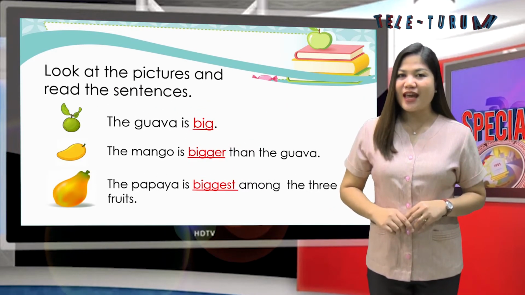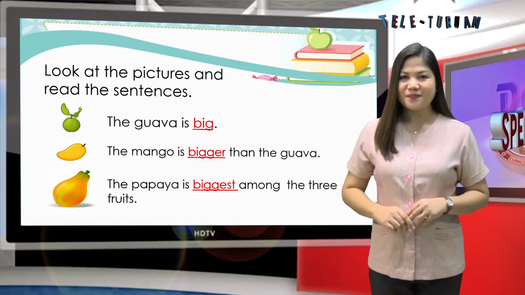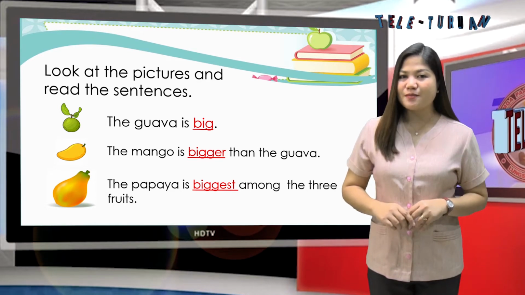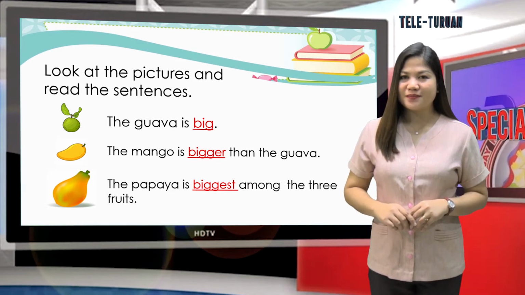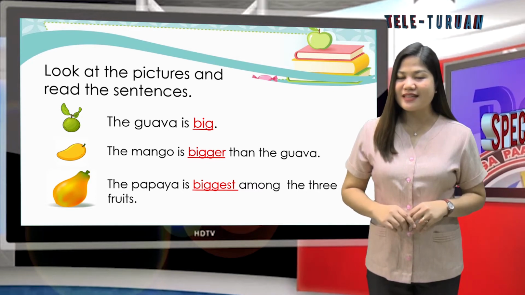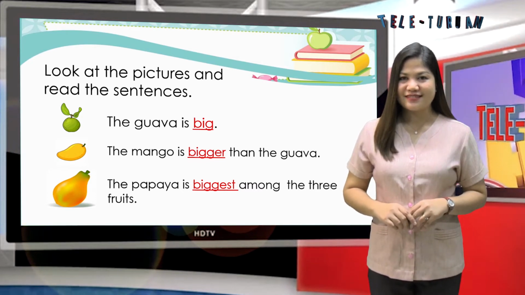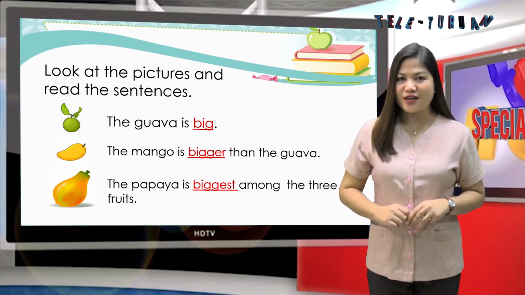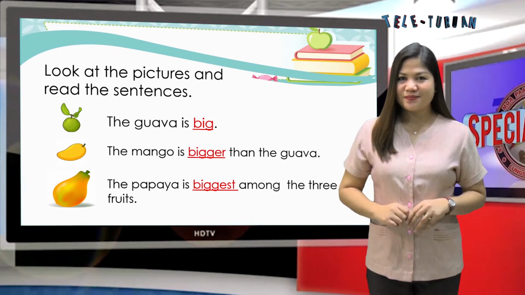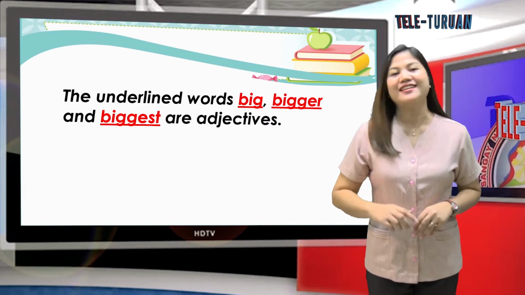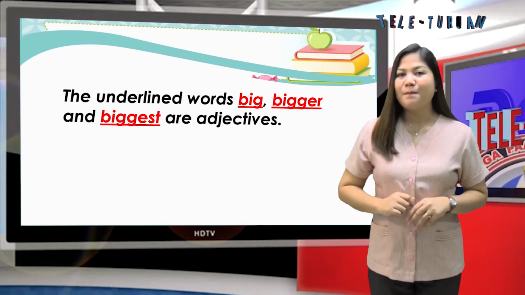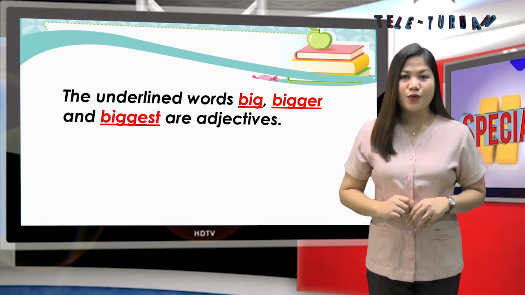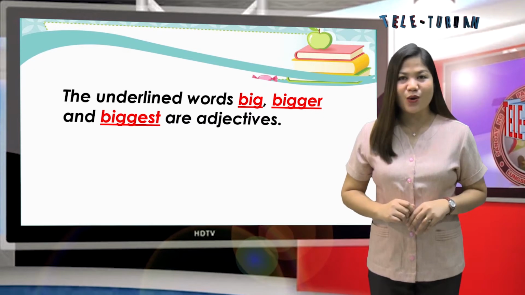Look at the pictures and read the sentences. The guava is big. The mango is bigger than the guava. The papaya is biggest among the three fruits. What do you call the underlined words in the sentences? Right! The underlined words big, bigger, and biggest are adjectives. They describe fruits: guava, mango, and papaya.